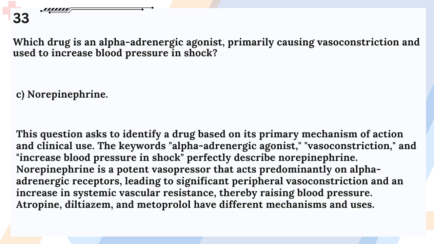Answer: C. Norepinephrine. This question asks to identify a drug based on its primary mechanism of action and clinical use. The keywords "alpha-adrenergic agonist," "vasoconstriction," and "increased blood pressure in shock" perfectly describe norepinephrine. Norepinephrine is a potent vasopressor that acts predominantly on alpha-adrenergic receptors, leading to significant peripheral vasoconstriction and an increase in systemic vascular resistance, thereby raising blood pressure. Atropine, diltiazem, and metoprolol have different mechanisms and uses.